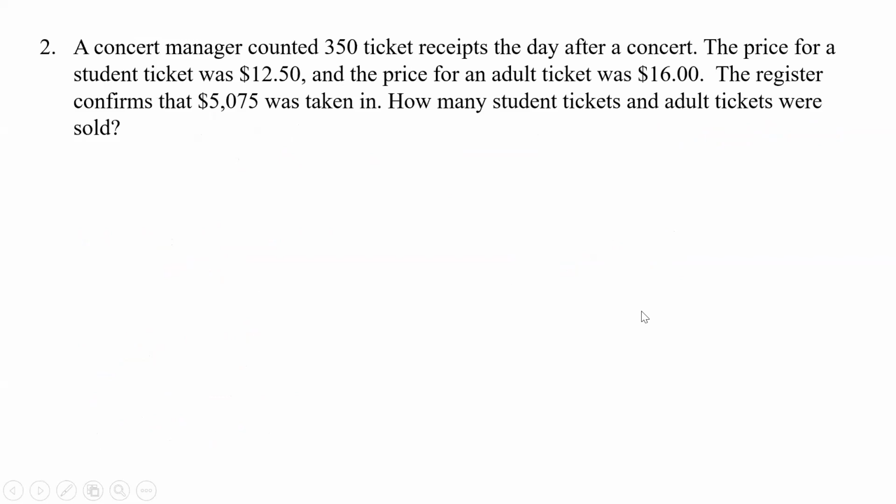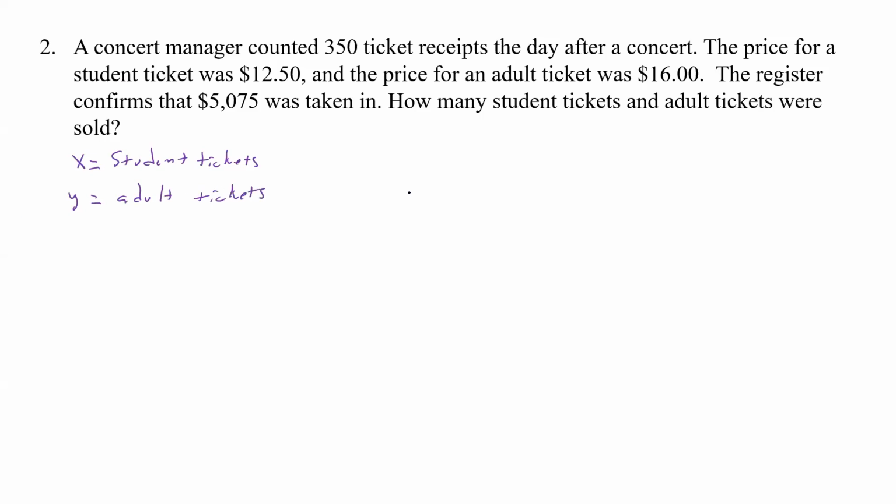All right, so the next one says a concert manager counted 350 ticket receipts the day after a concert. So the total tickets they sold was 350. Now the price for a student ticket was $12.50 and the price for an adult ticket was $16. The register confirmed that $5,075 was taken in. How many student tickets and how many adult tickets were sold? Well, here we have to set up two equations with two unknowns. So if we say X is equal to student tickets, and Y is equal to adult tickets, now we can write two equations.